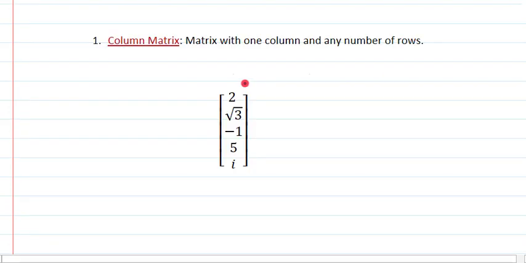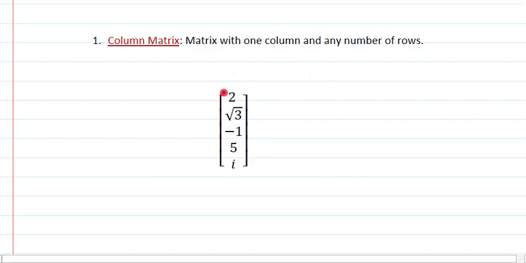Next topic is types of matrices. We are having different types of matrices. Let us discuss one by one. Number 1, let us take column matrix. A matrix with one column and any number of rows.